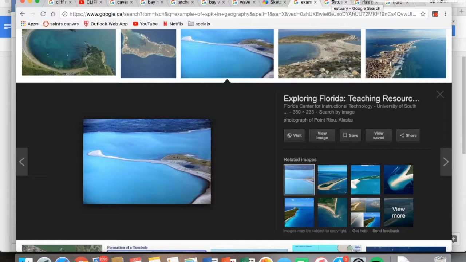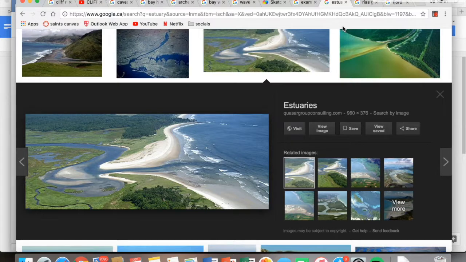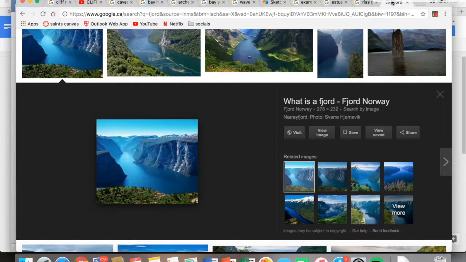A couple other features found in these chapters are estuaries, rias, and fjords. An estuary is a body of water near the ocean that rises and falls with the tides. In this photo, it is right here. A ria is a long flooded river valley that can be affected by sea levels rising. A fjord is a deep glacial trough created when a glacier eroded a river valley to the ocean. As you can see, this has the glacial formations from that.